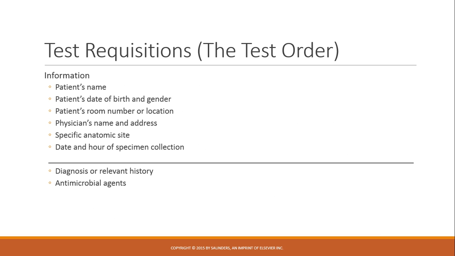A test requisition. Anybody hear that before? Samples aren't collected unless we have a doctor's order. So you want to match the test request with the sample that you're provided with. The test request has a variety of different information on it. It should have the patient's name, date of birth, gender, maybe where they're located, who ordered it, the site or the type of test that they want, a urine culture, stool culture, wound culture, and the date and hour of specimen collection. That might be important. The physician may want a sample collected at 7 a.m., not just any time through the day. So it's important that we take that test order and match it to our sample and make sure that they coincide with each other.